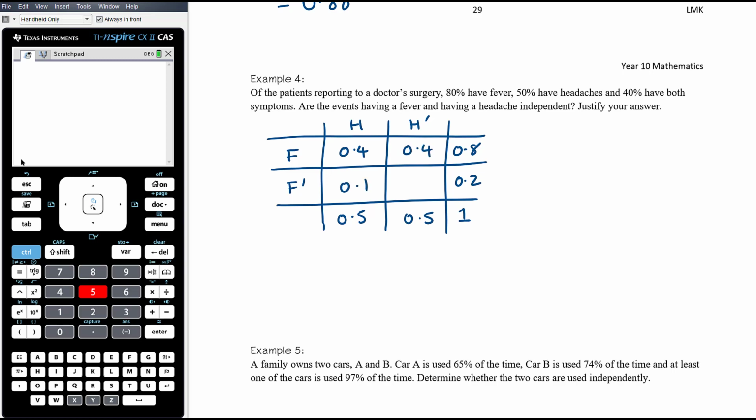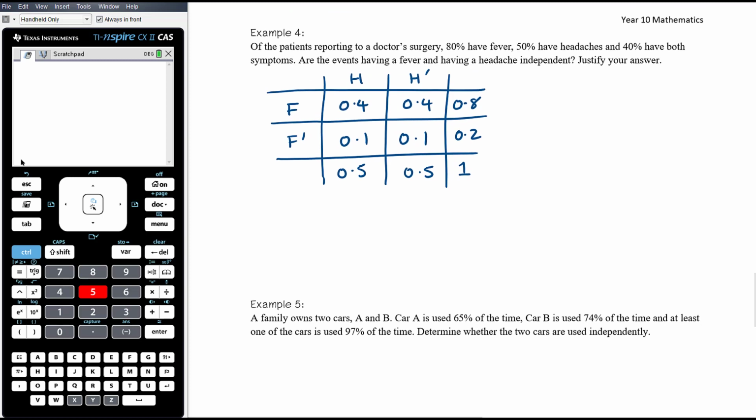40%, 10%, 10%. Are events having a fever and having a headache independent? Okay, so what I'm going to check is I'm going to work out independently the probability of having a fever and a headache is 0.4. That's just given in the table.